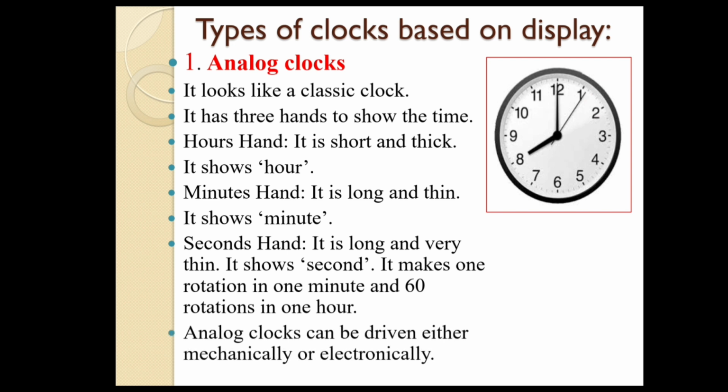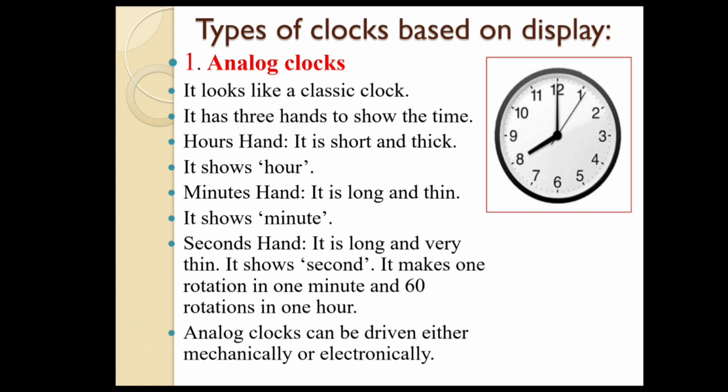Analog clocks can be driven either mechanically or electronically. What is mechanically? Having or using some machinery, which is related to machines and engines and the way they work, is called mechanical. So it can be operated like that, or it can be operated electronically, that is powered by electricity.